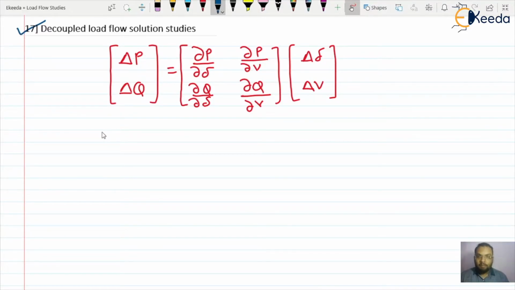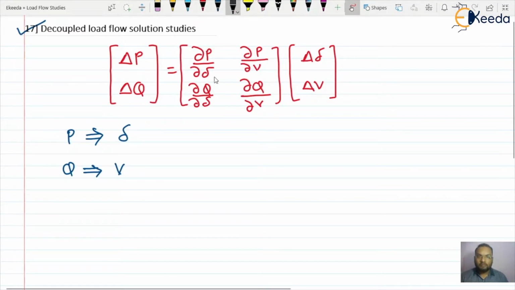See, in a power system, the real power is more sensitive, or I can say more dependent, on the phase angles, and it is less sensitive to the voltage. The same is the case for the reactive power. I can say reactive power is more dependent on the voltage and less sensitive to the phase angle. Let me give the justification for this. Let us see that.